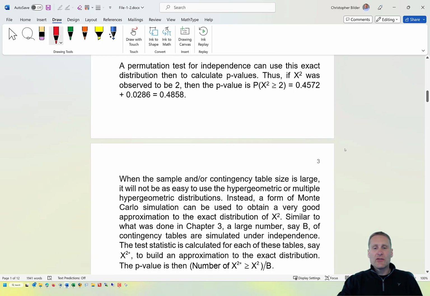Now, a permutation test for independence uses essentially this exact distribution to calculate p-values. So for example, if X squared was observed to be 2, then the probability of being at least this extreme relative to the probability distribution would be the probability that X squared is greater than or equal to 2. If you add up those corresponding values, you get 0.4858.